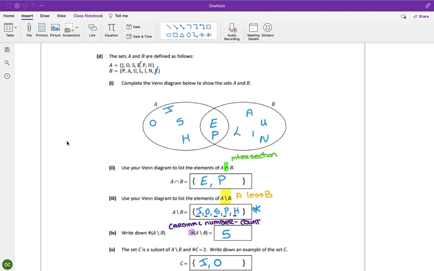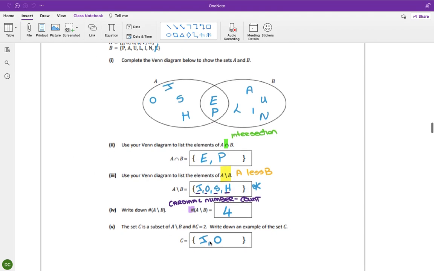So A less B, same logic, but it's A and then take B away. There you go. So J, O, S, and H. So P shouldn't be there. So it's J, O, S, and H. So the cardinal number is 4. And my subset is correct. So I obviously can't have P in it. P isn't in that set.